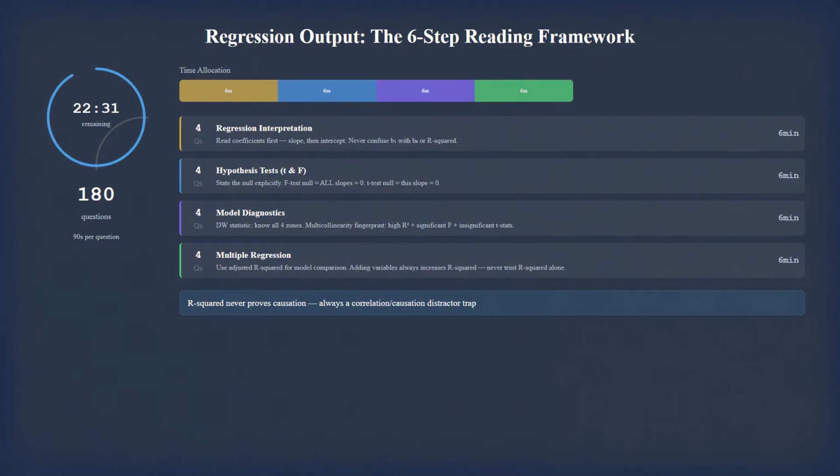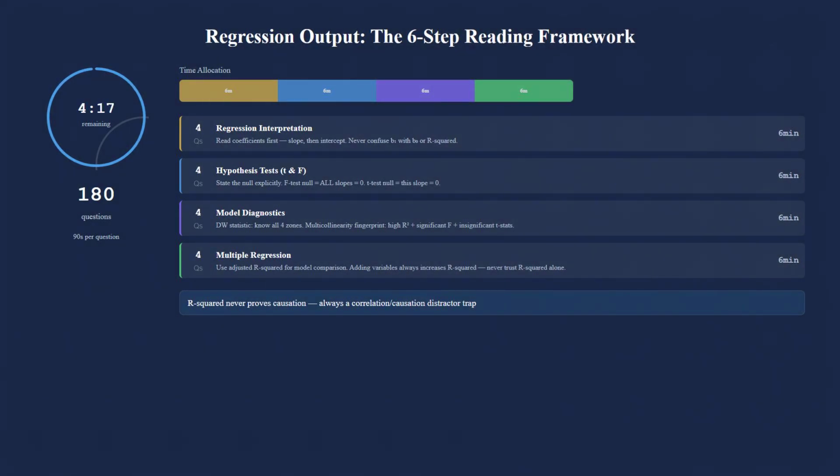If this output was on your exam tomorrow, you would read every cell in under 90 seconds and get it right.